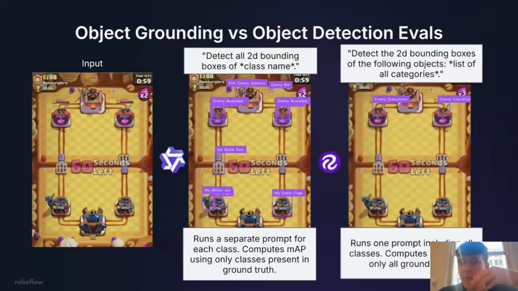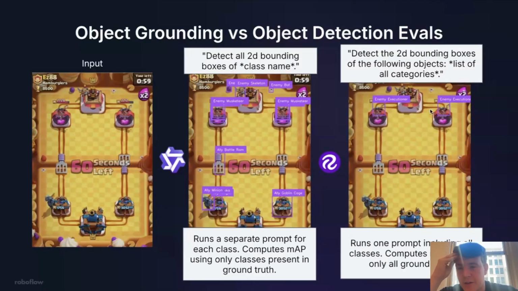So the way that we propose to do it, and do it in our paper, is we ask it to detect, just like in regular object detectors, all of the 2D bounding boxes of all of the objects. So we just say detect 2D bounding boxes of all of the following objects, with a list of all categories, so every object is present, and compute mAP with all of them. So yeah, that's it.